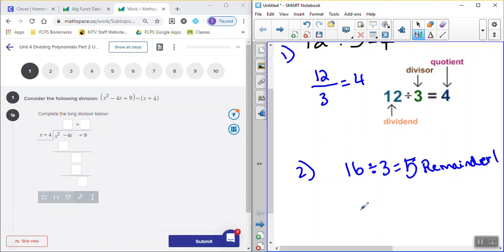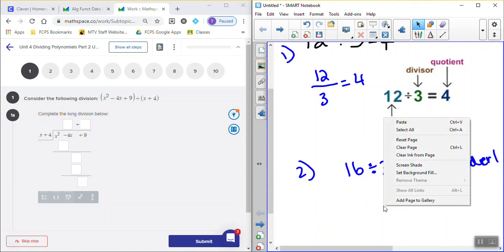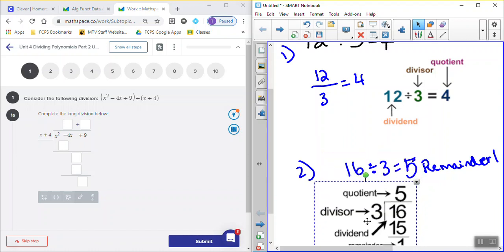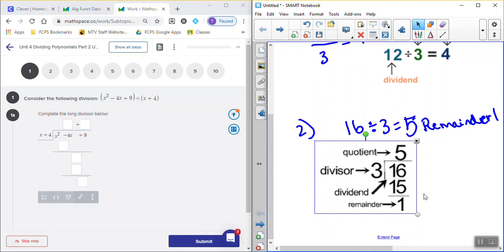Here's an example using long division, which is the method that we're going to use. When you take 16 and divide by 3, the quotient, or the answer, is 5. So 5 times 3 is 15, and when we subtract these two numbers, we get a remainder of 1. So just keep these different parts in your mind, and I'll explain it to you more when we get into the problems.